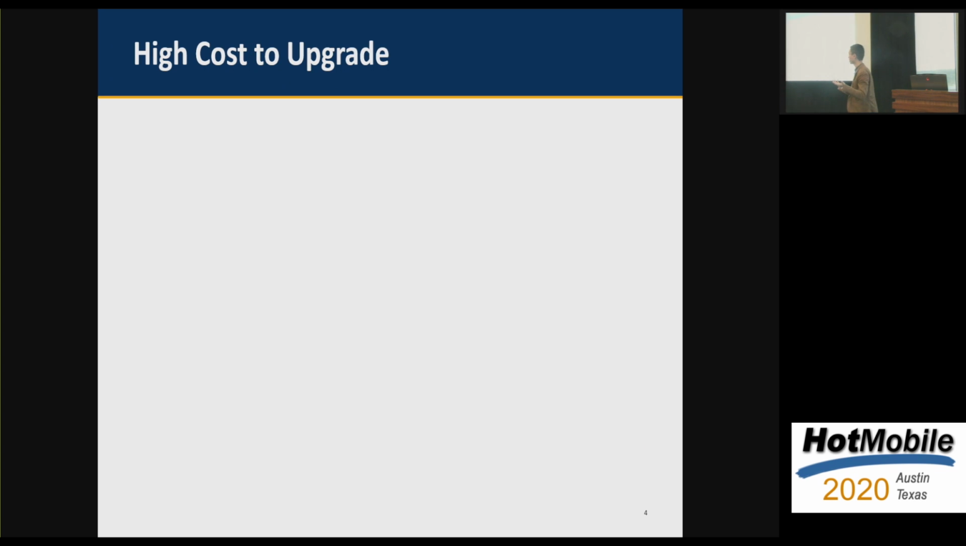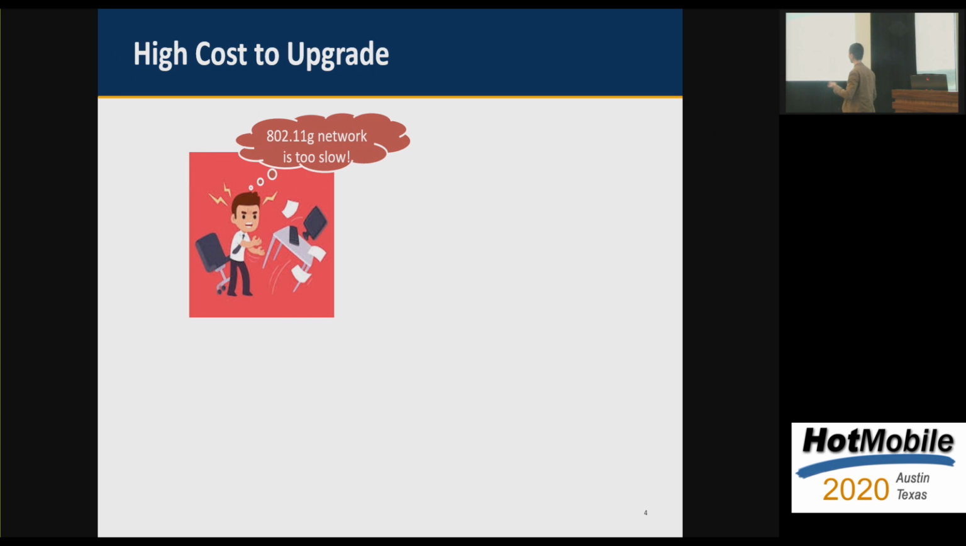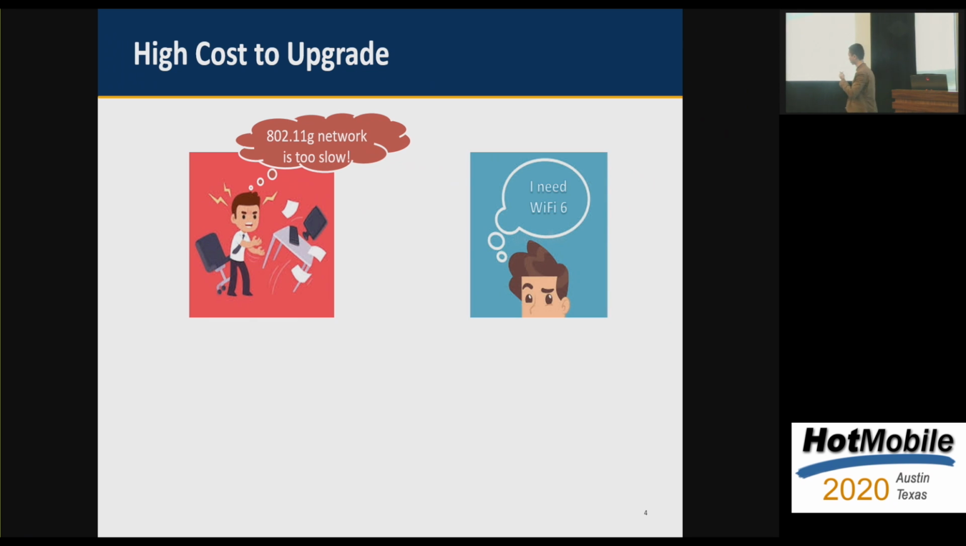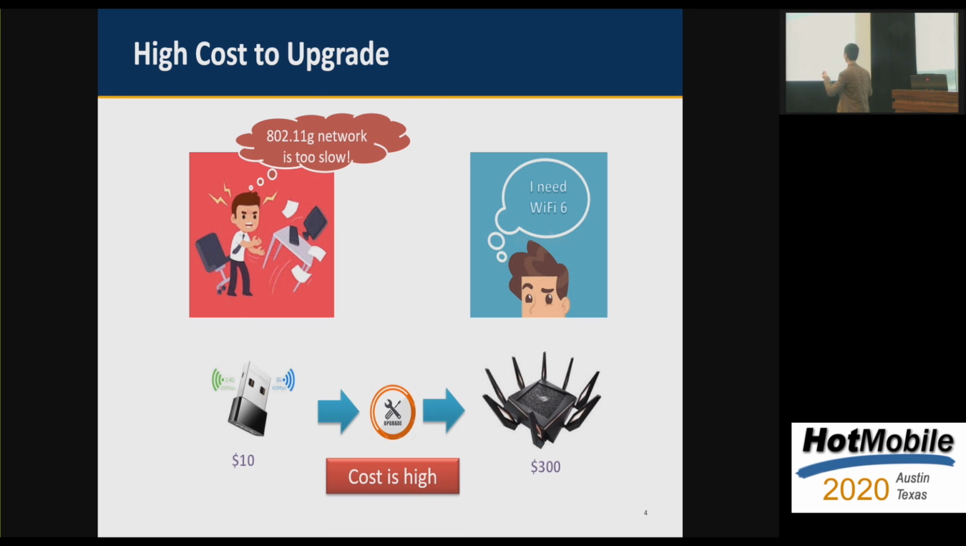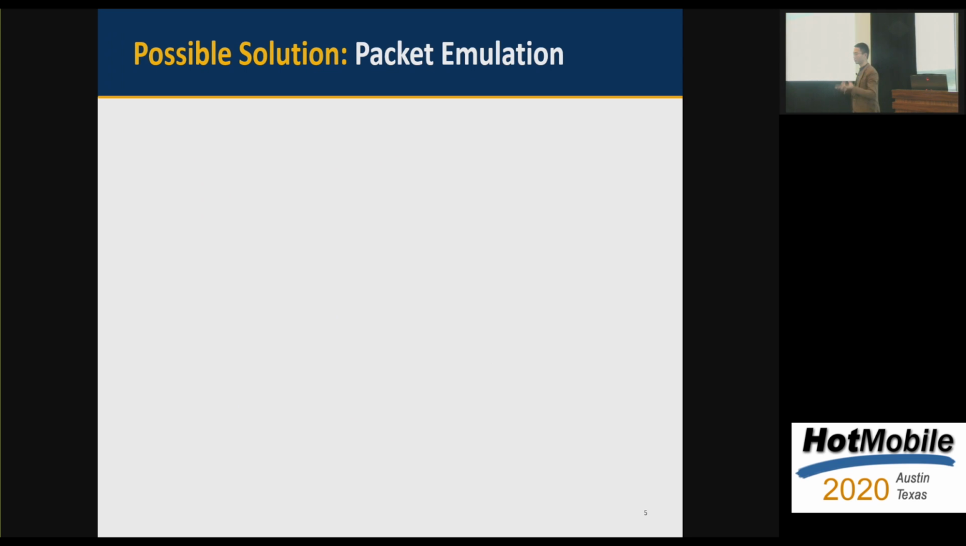So you may say, okay, I'll just go ahead and upgrade. Say you have a very lousy network at home, and you can't stand it. You want Wi-Fi 6, and you go to Walmart, and you find the latest router costs like $300, but you don't have that much money in your wallet. So you cannot upgrade, and you have to stay on the old standard network because the cost is too high. So is there any way that we can bypass the gap between the old and new devices?